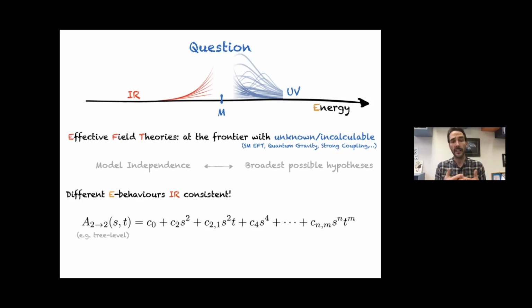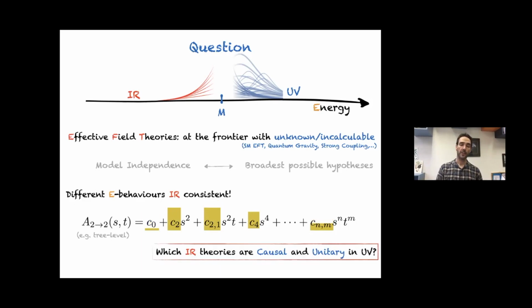So in the effective field theory, different energy behaviors are actually consistent. And this is basically captured by the fact that the coefficient of this expansion can take different size relative to each other. So the question that I will address in this talk is which of these patterns that I just showed you are compatible with a UV completion, which is both causal and unitary.